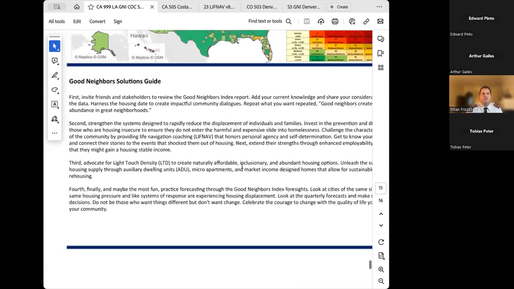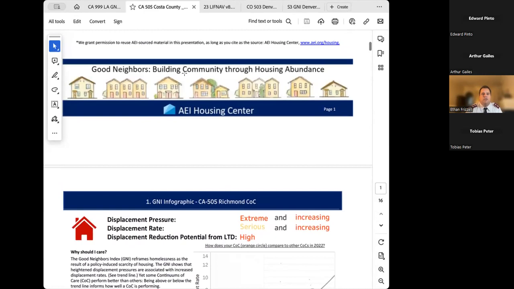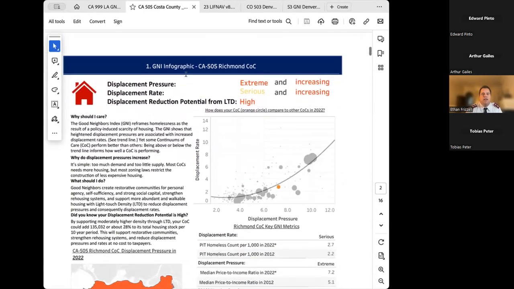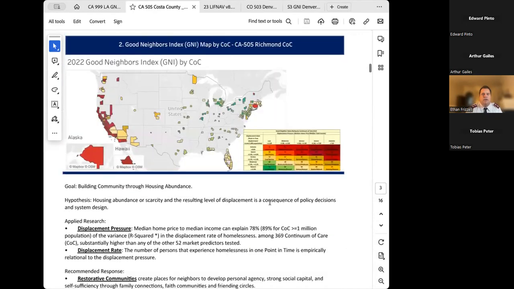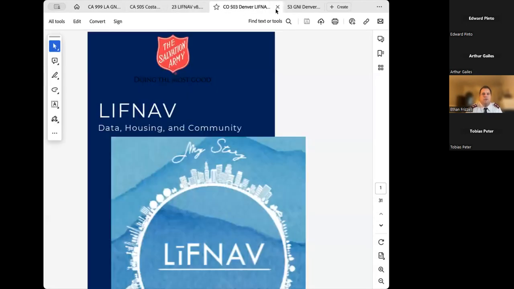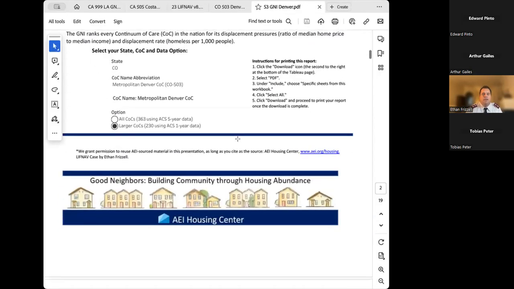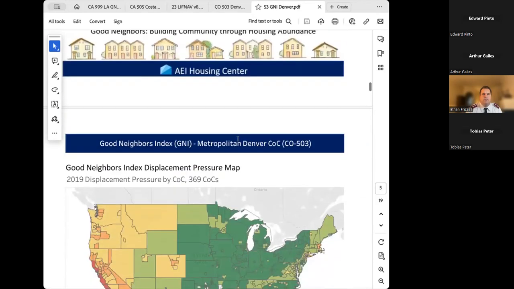And so that's a report of what it looks like for LA. Here's one for Costa or Richmond, California, the same thing. You can see it has their data, their point in time count. It's the same report, but it becomes standard. Here's one for Denver. Here's their report. You can see each one's customizable.